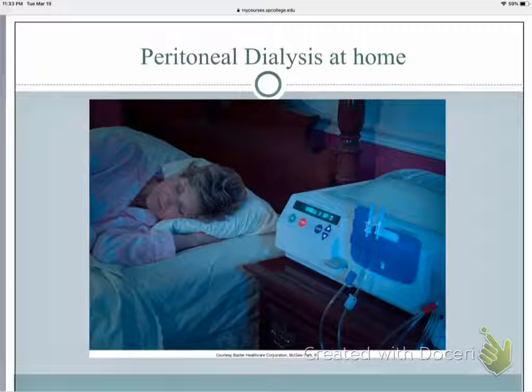The nice thing is we can have it done while patients sleep at home. It's convenient. All these exchanges occur while we're fast asleep, which is pretty nice for patients. And they can kind of do it themselves if we teach them really well. It's pretty safe, not very expensive like hemodialysis. So there are a lot of advantages to it. Complications, of course, we have to be careful with some things, but we're going to talk about those things.